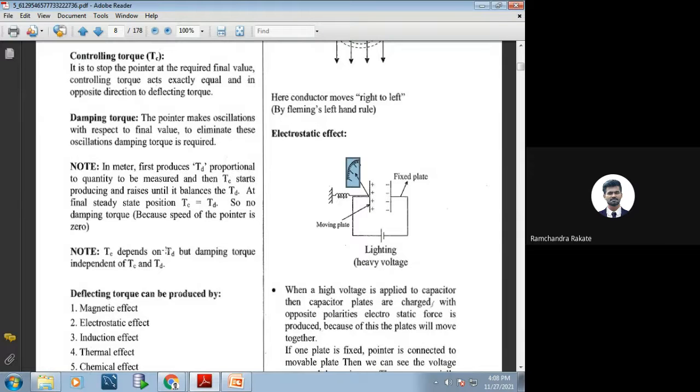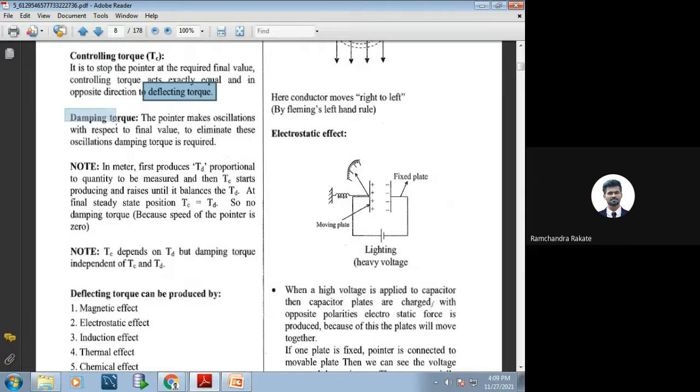Okay, let us just summarize what they have shown us. It is to stop the pointer at the required final value, meaning to produce the opposite torque. Here they have shown it exactly equal and opposite in direction to the deflecting torque. But they have not given the next part: what if the deflecting torque gets removed, how to bring it back? That is what we have added here now.